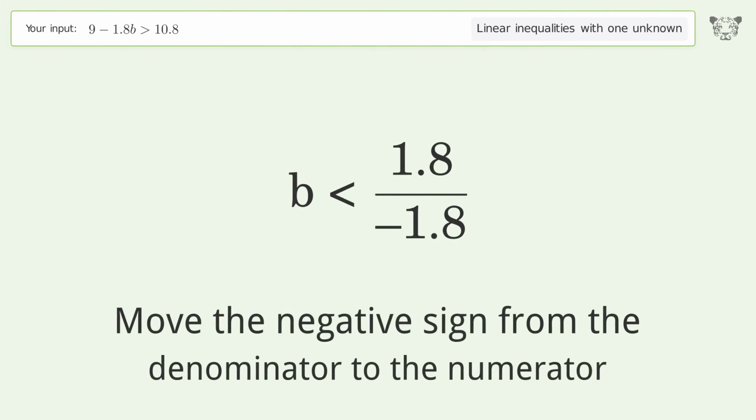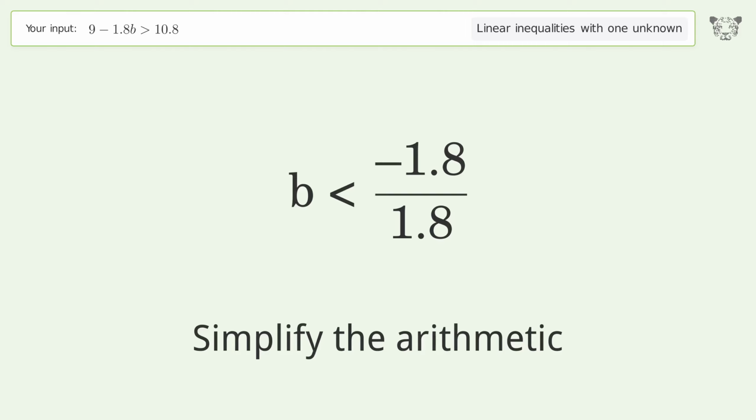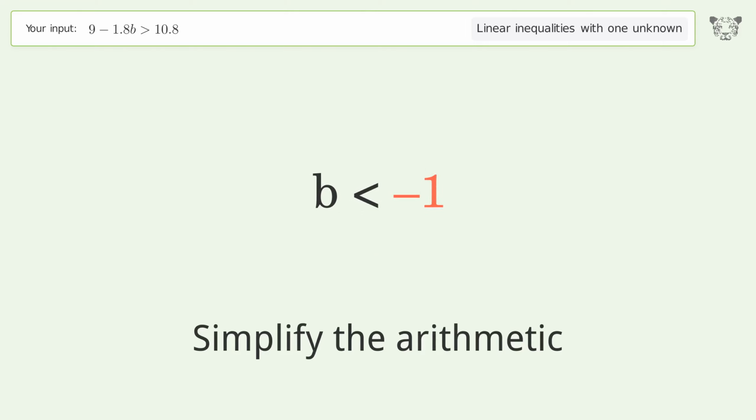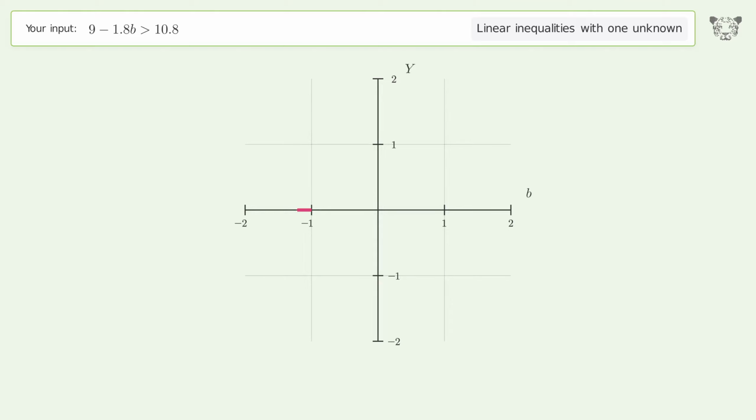Move the negative sign from the denominator to the numerator. Simplify the arithmetic. Plot the solution on a coordinate grid. And so the final result is b smaller than -1.